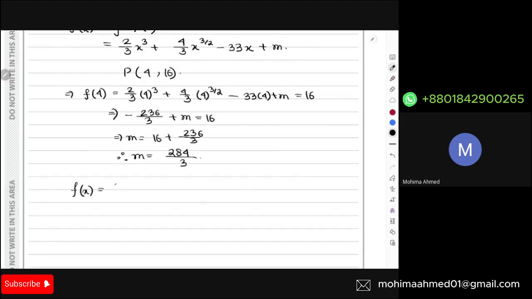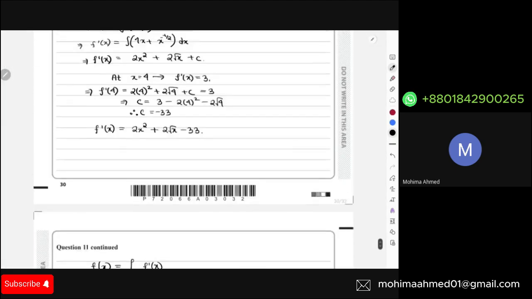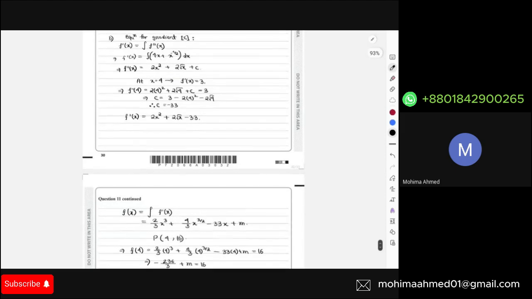So now you've got the final equation for your f(x). f(x) is going to be 2 by 3 x to the power 3 plus 4 by 3 x to the power 3 by 2. I can also write this as root x cubed, the same fraction. And then minus 33x plus 284 by 3. And that is your final equation for f(x). This is all the working you need to do for your part B.